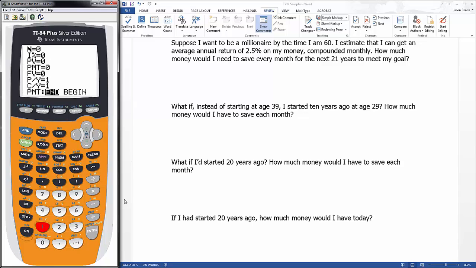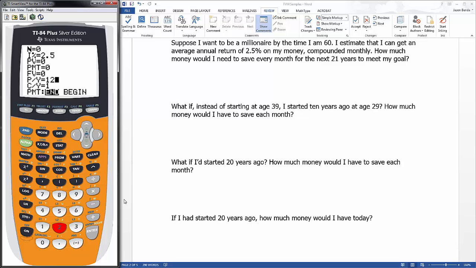And now I want to look at the problem. It says, suppose I want to be a millionaire by the time I am 60. I estimate that I can get an annual average return of 2.5% on my money. So I know what I percent is. It's 2.5. Compounded monthly.